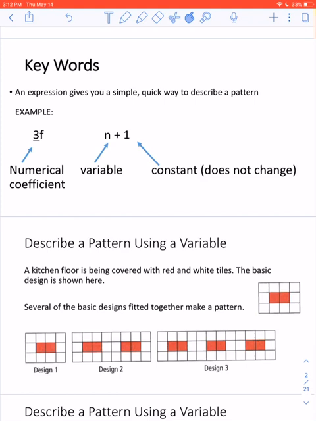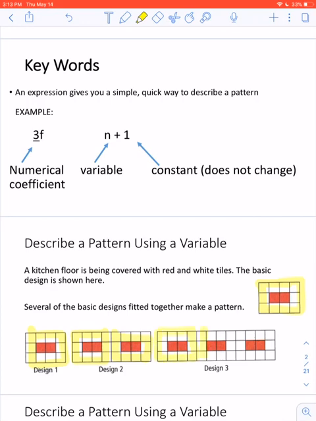So, describe a pattern using a variable. A kitchen floor is being covered with red and white tiles. The basic design is shown here. So they're showing you this is the basic design right here. Several of the basic designs fit together, make a pattern. So we can see that. Here is the basic one. So this is 1. Now they've just put 2 together. If you look carefully, you can see that.